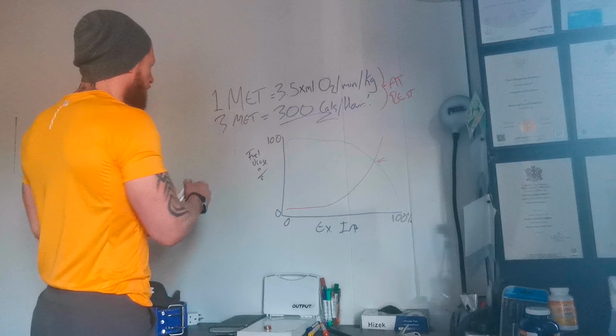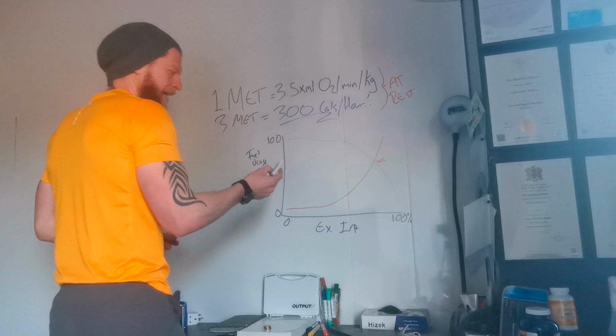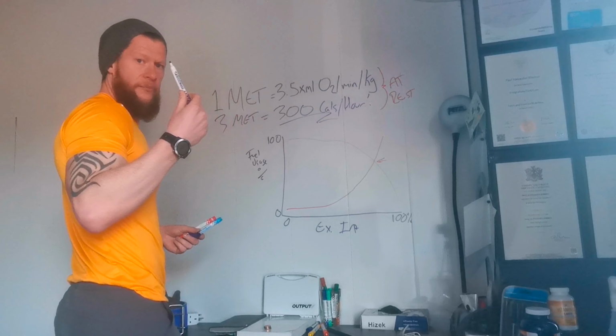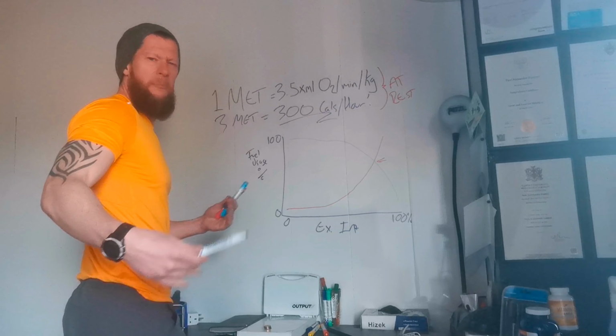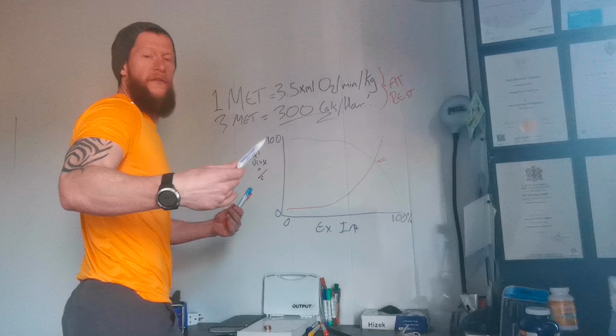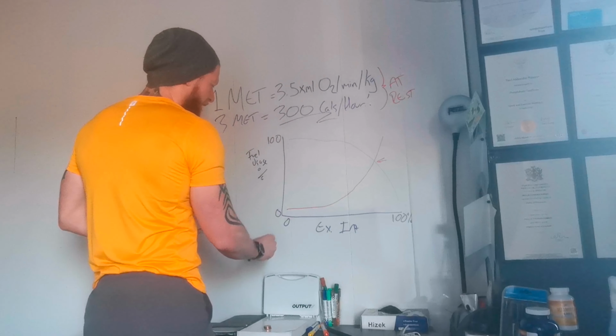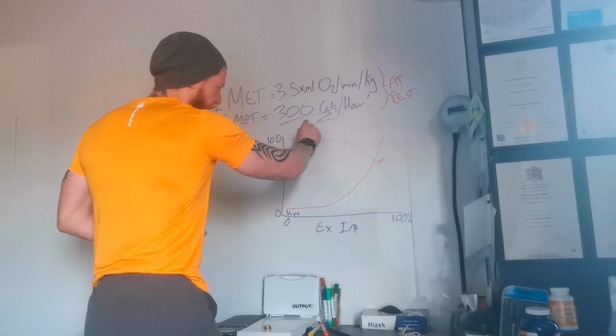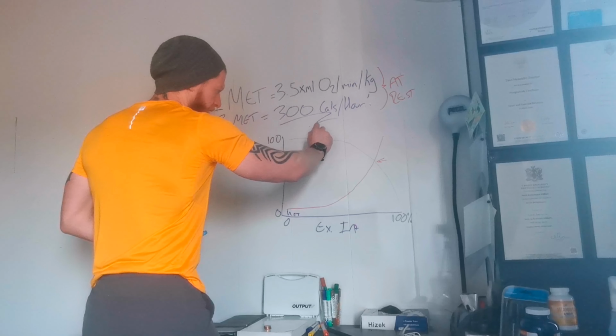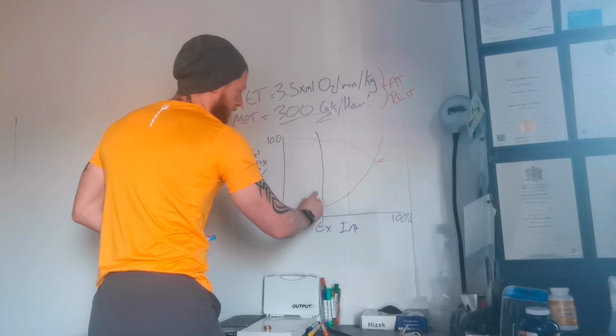Now, okay, let's look at this 3-met example. So let's say, and this is just me talking off the top of my head here, so don't think these numbers are right. It's just a show of concept, maybe not proof of concept. So let's say this is a 1-met activity here, and we've got our 3-met activity, which is about here, okay?